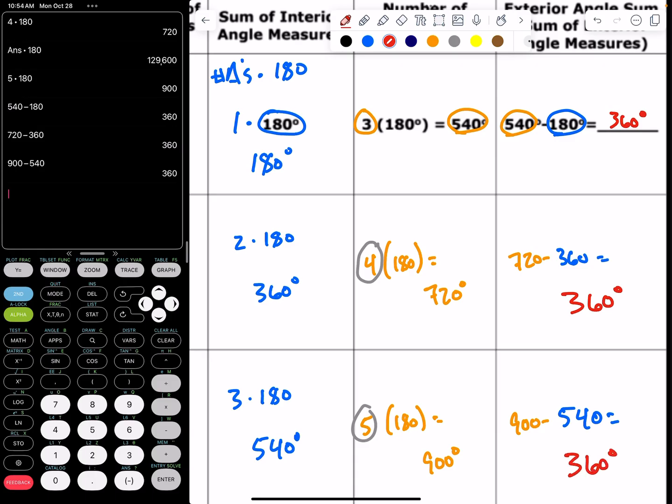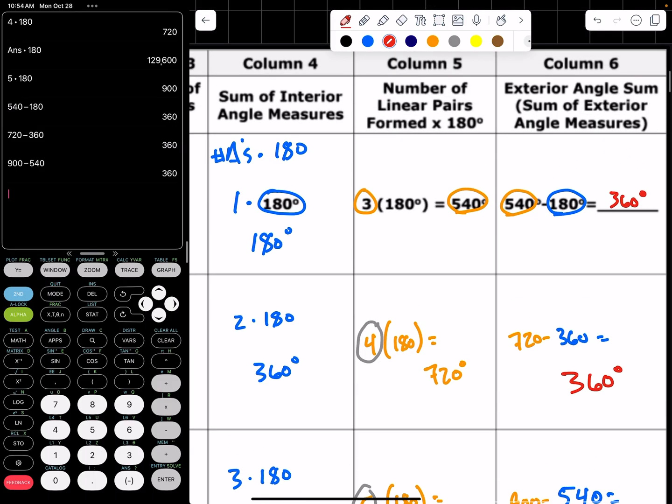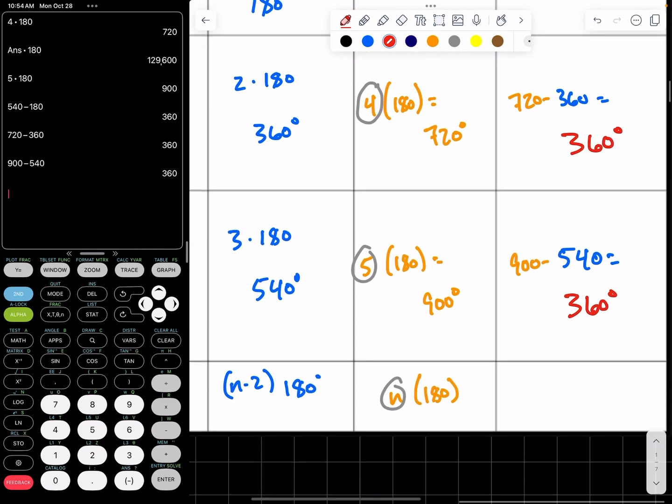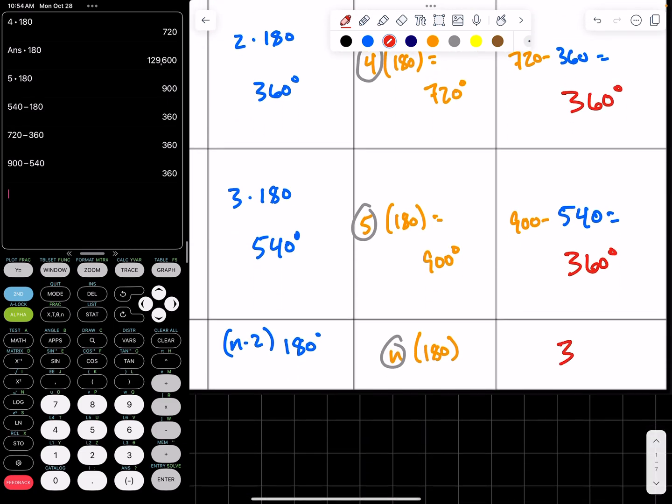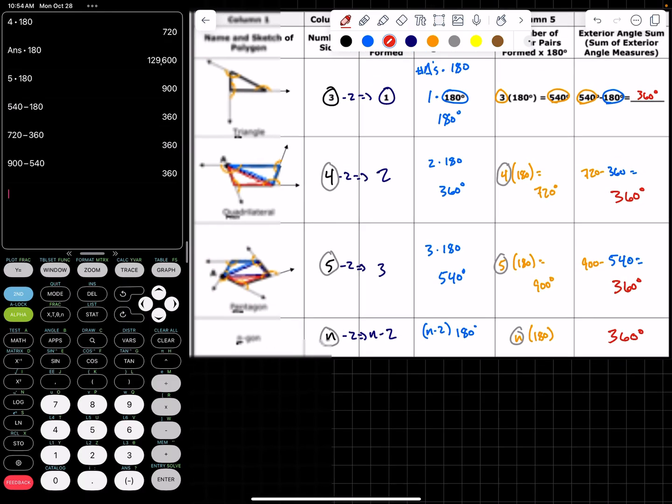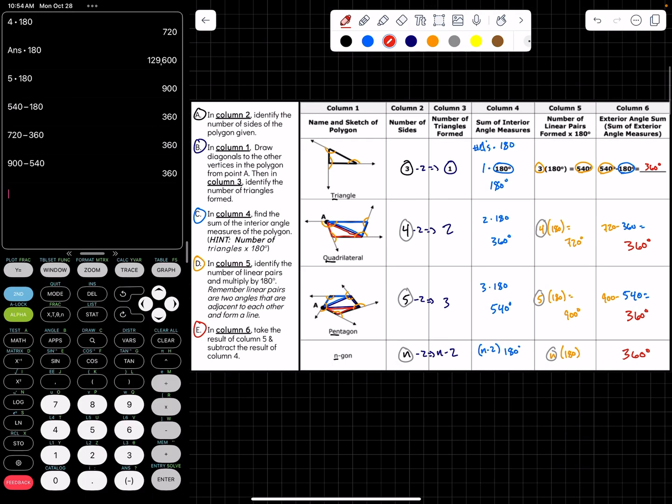And if you're paying attention, you can see a pattern. No matter what, column 6 says our exterior angles are always going to equal 360 degrees. So that is our chart that we can use going forward to help us come up with the sum of the interior angles and the sum of the exterior angles.